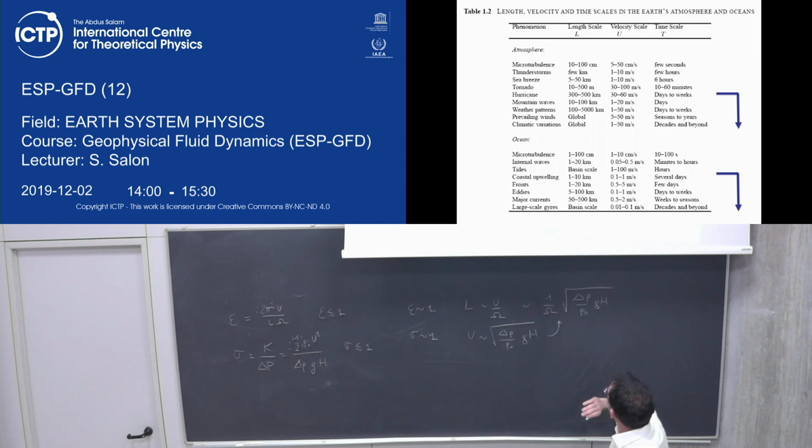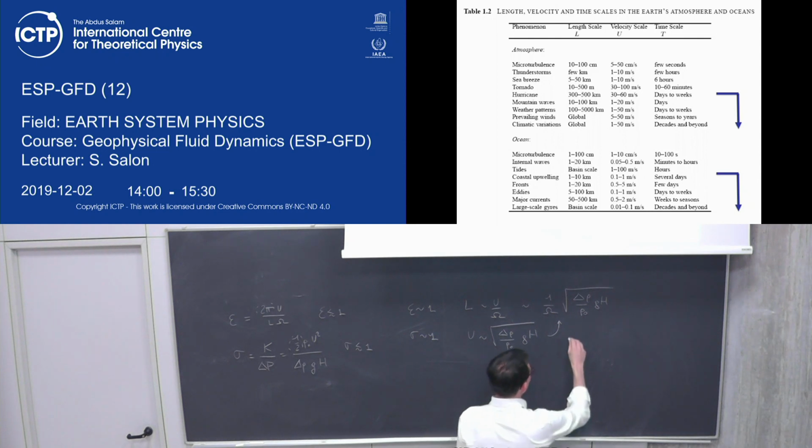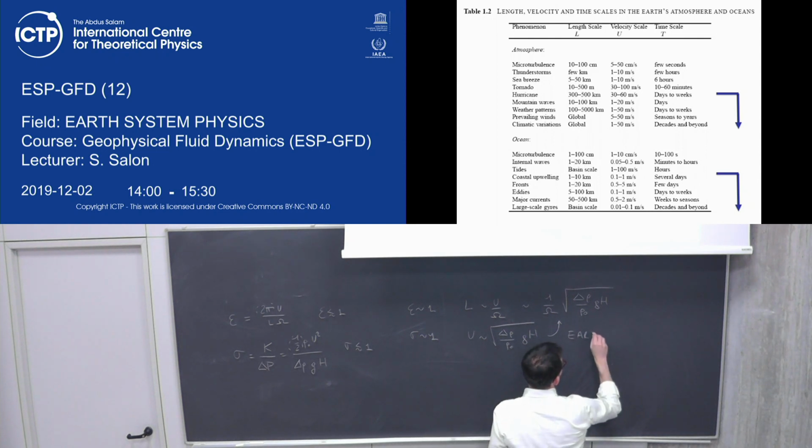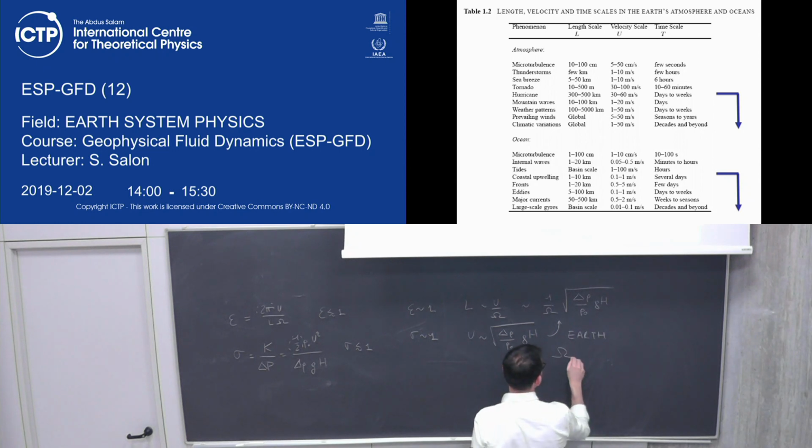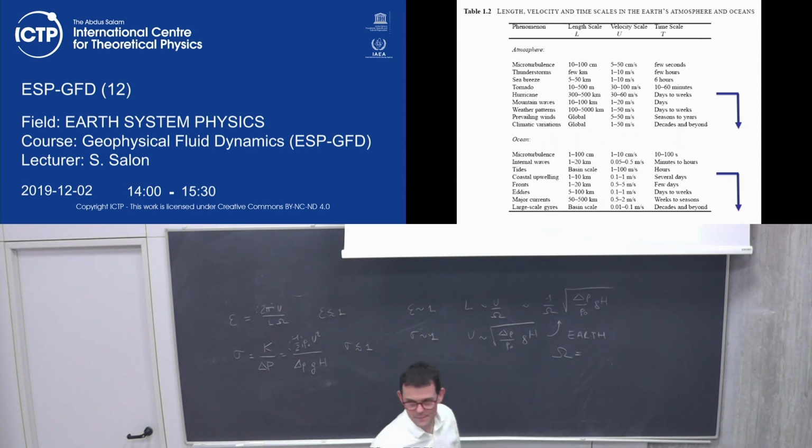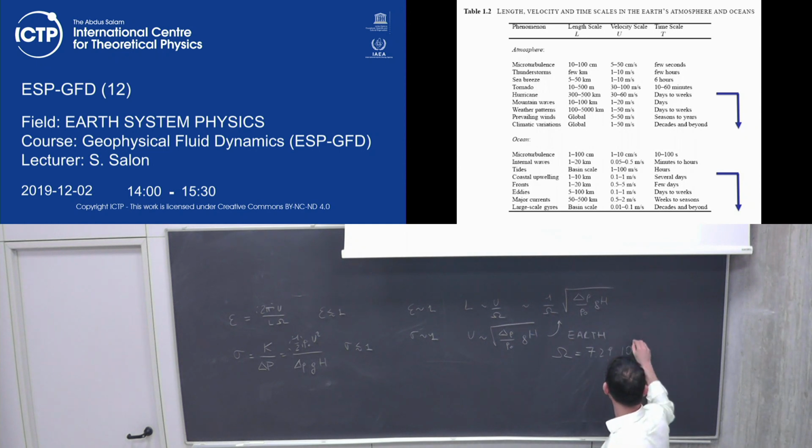Okay, so let's take our planet, Earth. From Earth, we know omega. You remember the number? 24 hours, but the frequency of rotation is 7.29 times 10 to the minus 5 second to the minus 1. This is something that I want to tell you as a friendly advice.